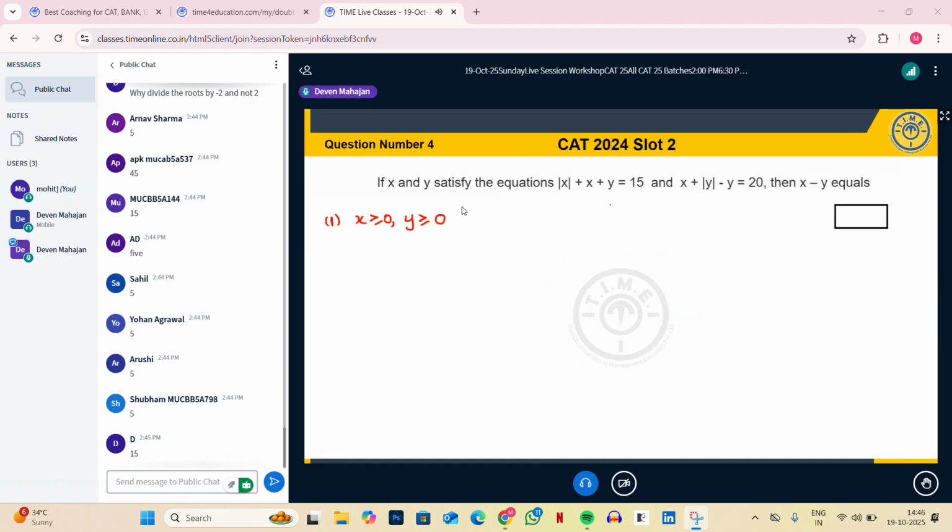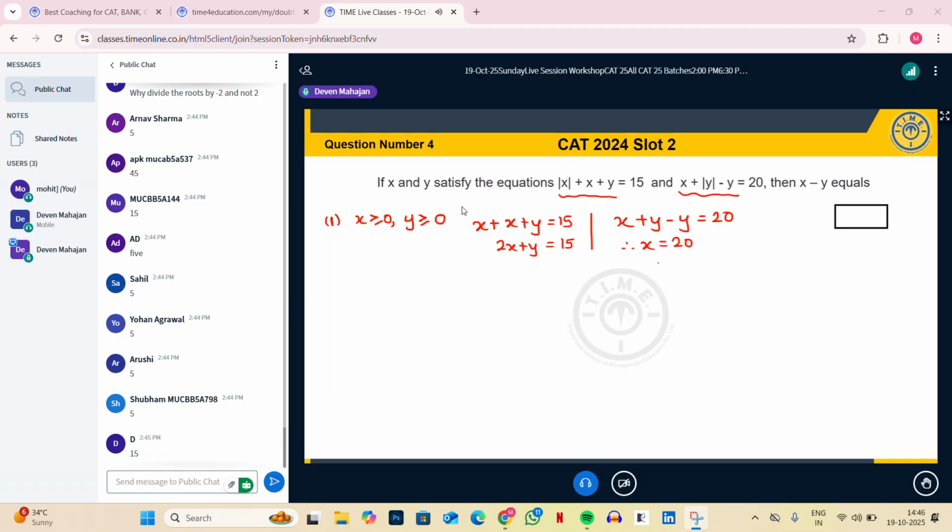So पहले केस में हम assume कर रहे हैं कि ये दोनों नंबर नॉन नेगेटिव है, तो modulus will just keep them as is. तो जो पहला इक्वेशन है will become simply x plus y. Modulus of x will become simply x plus y is 15. That is 2x plus y 15 है. और जो दूसरा इक्वेशन है modulus y will be simply y itself. So that second equation will become x plus y minus y equal to 20. So basically you'll get x as 20.